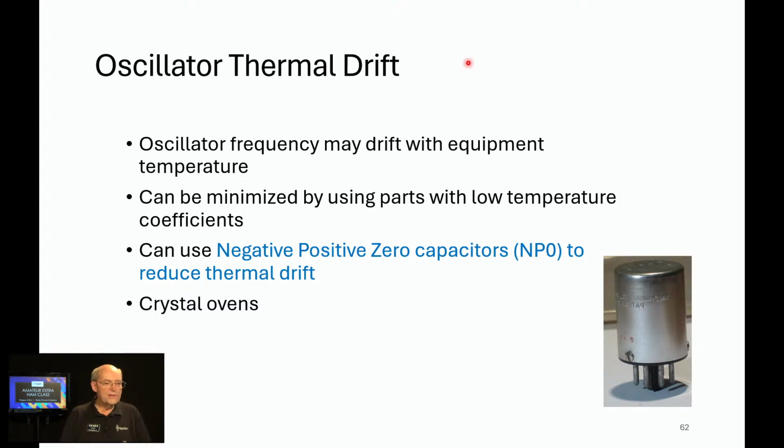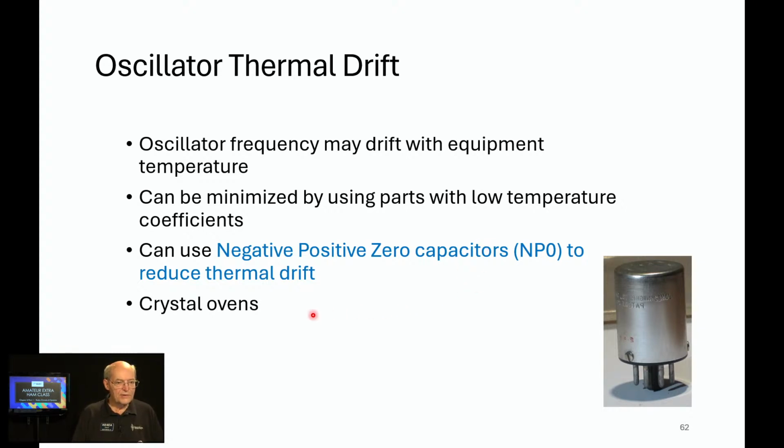Now, thermal drift is a problem because as temperatures increase and decrease, and you could see this really being a problem in a vehicle installation, the frequency may drift with equipment temperature. So if you use parts with a low temperature coefficient, and that's spoken to here, in negative, positive, 0 capacitors, that means as the temperature increases, the capacitance doesn't increase or decrease, depending on if the temperature goes up or down. So NPO capacitors can be used.